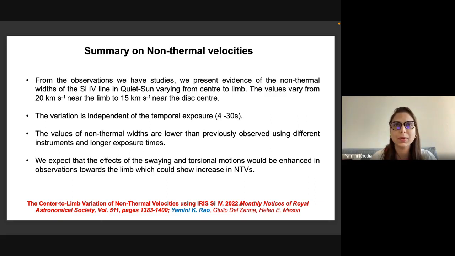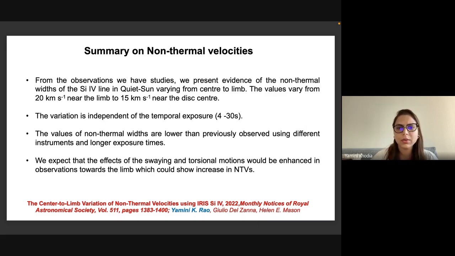And so we expect that these effects could be because of swaying and torsional motions, which get enhanced near the limb, and that might be the factor leading to this increase in NTVs. Although we do not rule out the possibility of other phenomena like Alfvén waves contributing to such variations as well. This work is already published in MNRAS.